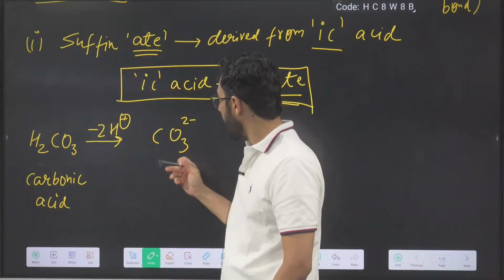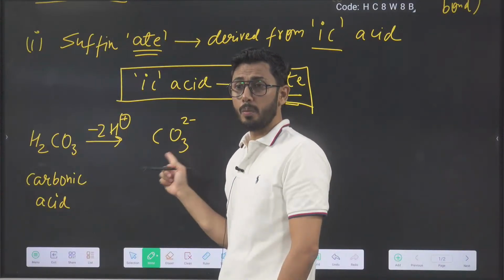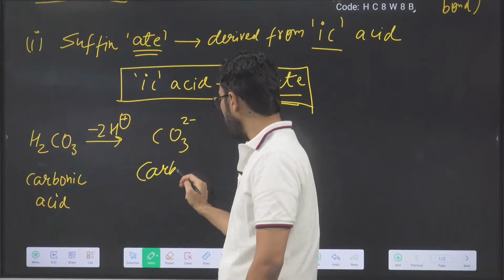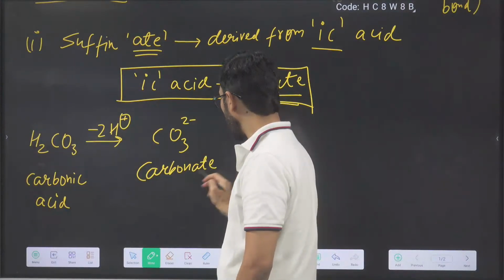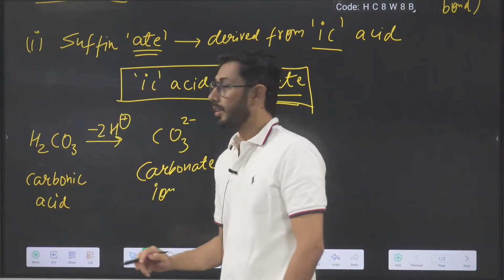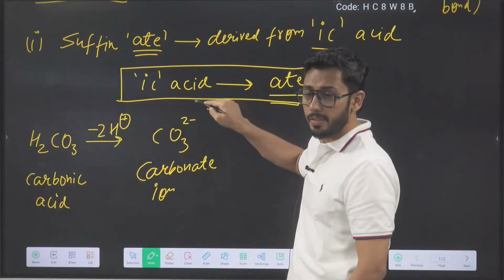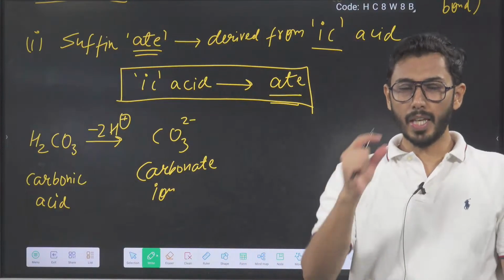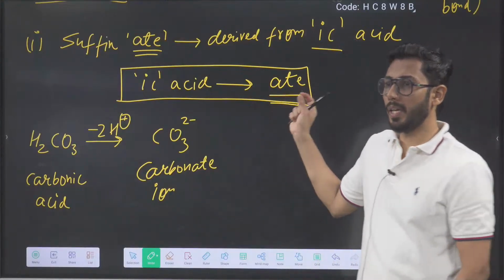So here this anion is derived from ic acid, so its name will be carbonate ion. Getting it? From ic acid, the name of that oxo anion will end with ate. Carbonate ion.